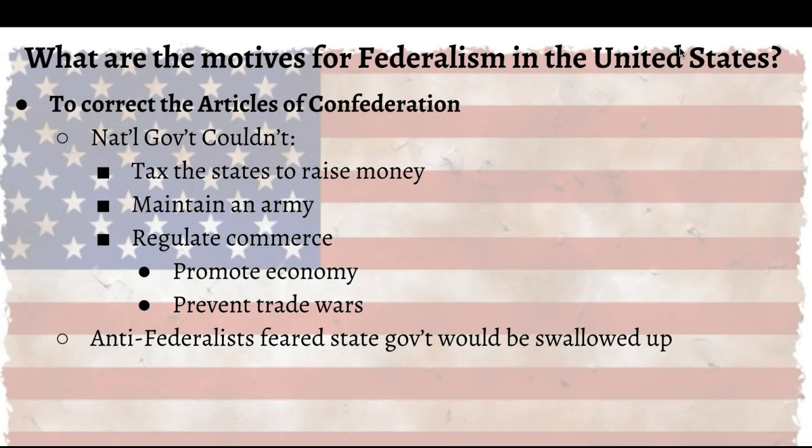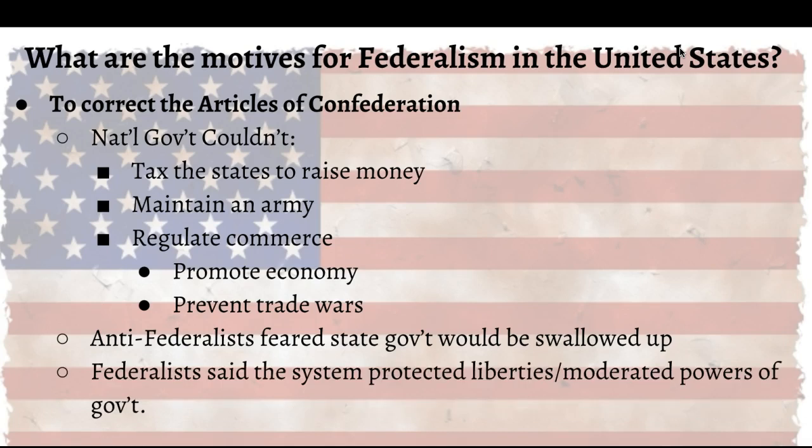Anti-federalists feared state governments would be swallowed up if we had this very strong national government, this federal system. So they were very against this type of government, and obviously if you look at their name, it's right there in the name. But Federalists, who supported federalism, said that the system protected liberties and it really moderated the powers of the government, because you do have two different governments, the state and the national governments, to step in on your behalf, and so it's going to help protect your liberties even more.